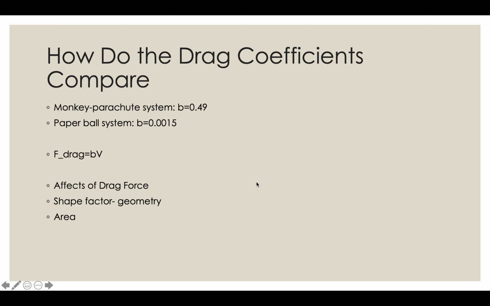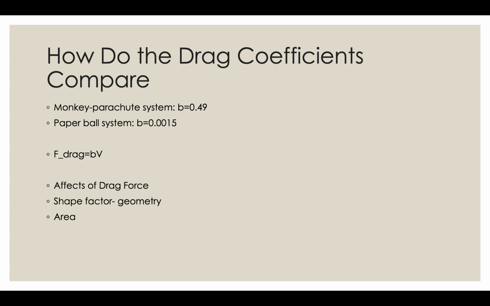For the what-if questions in this lab, I would like to compare the drag coefficients of the two systems. For both labs, I used the guess and check system that was shown to us in the lab instructions of Lab 2. The drag coefficient of the monkey parachute system was 0.49, while the drag coefficient of the paper ball system was 0.0015. These results make sense because the addition of a parachute should add more drag to a system. This is the purpose of a parachute.